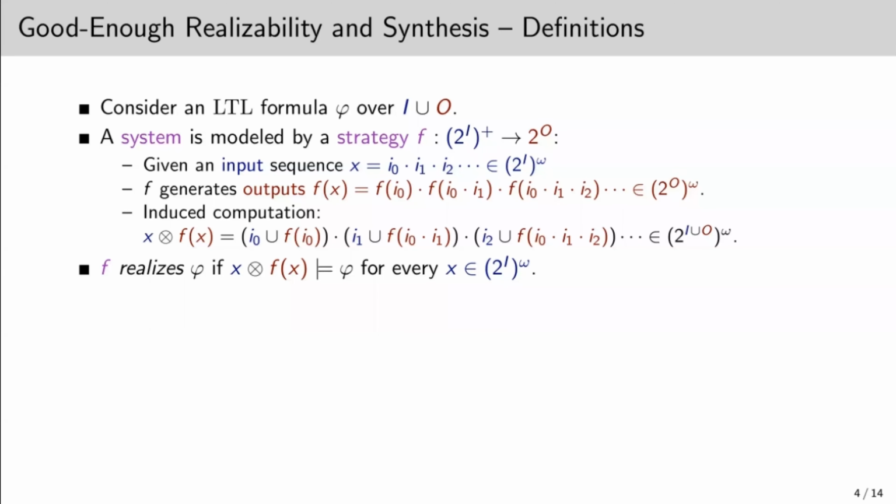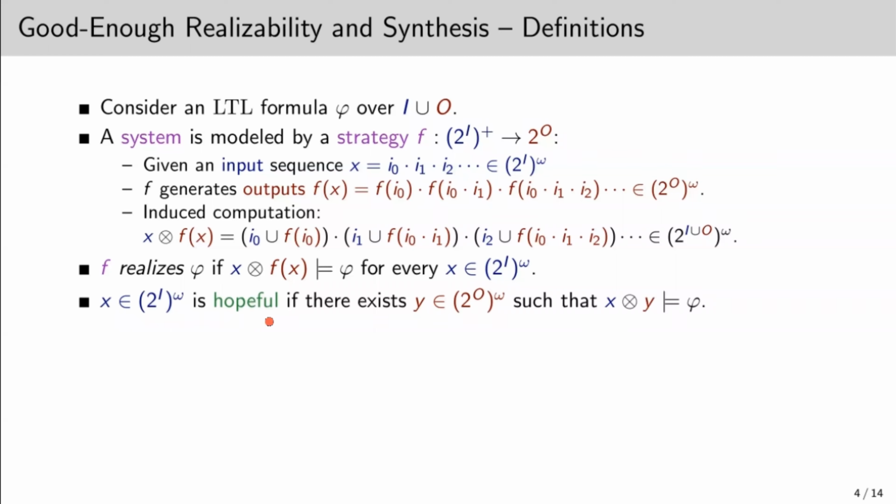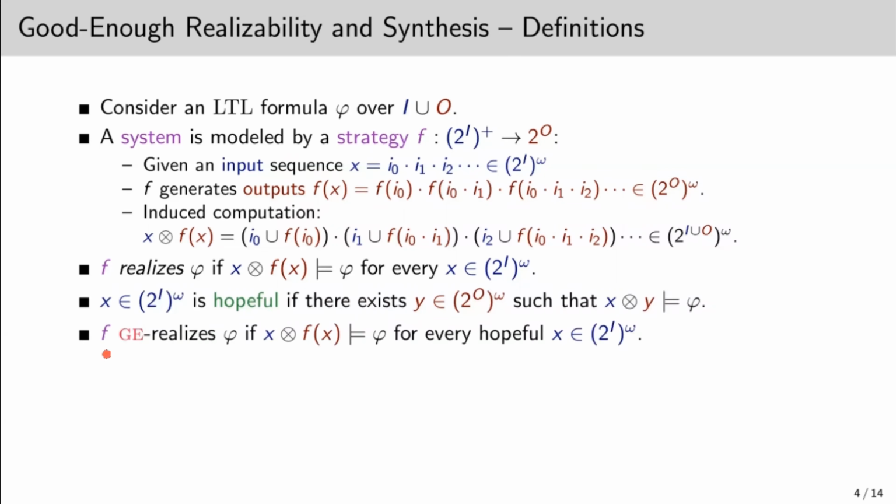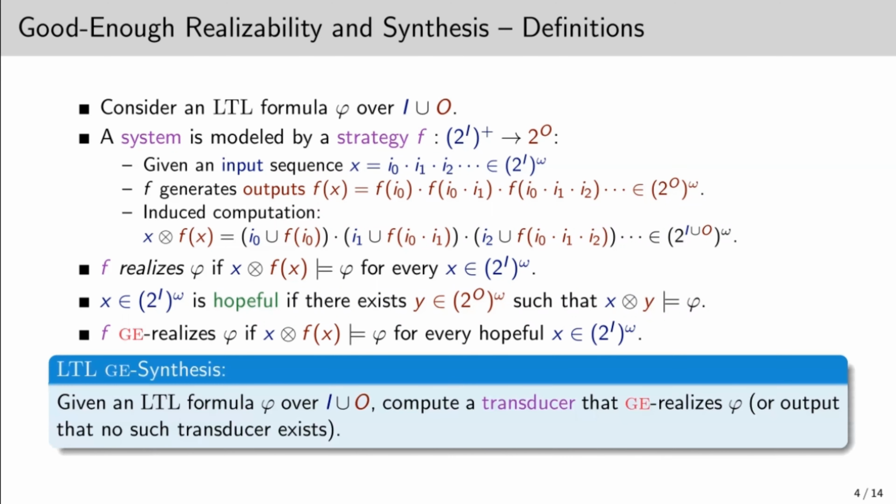We're now ready for the new definitions. An input sequence X is hopeful if it can be matched with some output sequence such that the induced computation satisfies the formula. Note that crucially this does not mean that Y can be generated by a strategy. It just means that there is some match for X. We now say that a strategy F good enough realizes phi, or just GE realizes phi, if for every hopeful input sequence X, the induced computation satisfies the formula. And the fundamental problem we start with is GE synthesis. Given a formula, compute a transducer that GE realizes it, or report that there is no such transducer. Wow, look at all the colors.